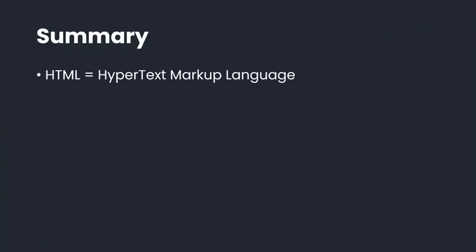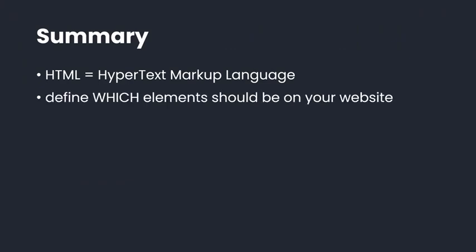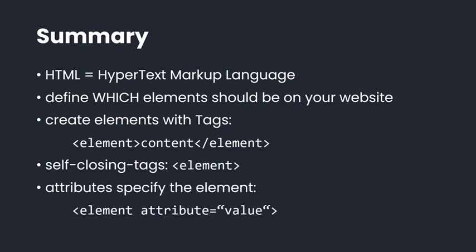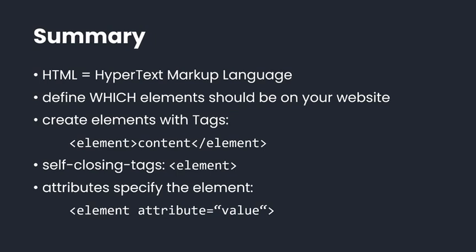HTML stands for Hypertext Markup Language. It is used to structure the contents of a website. HTML is mainly about defining which elements should be on your website. To create HTML elements, you need to work with tags. Most elements consist of an opening tag, its content, and then a closing tag. However, there are elements that don't need any content or closing tag, the so-called self-closing tags. HTML elements can also be given attributes. These specify the element and are important for styling in CSS and for programming in JavaScript as well.